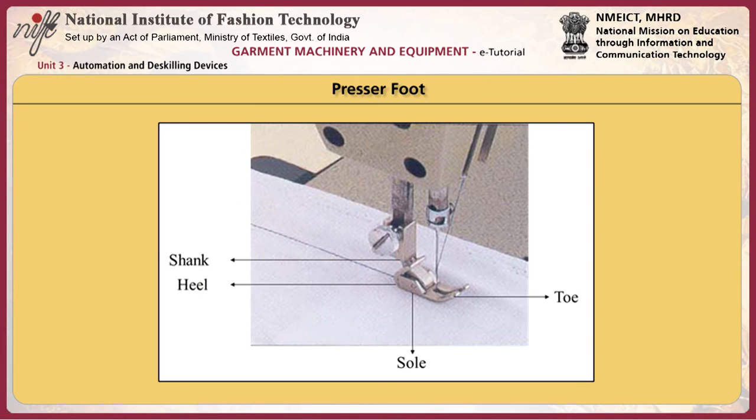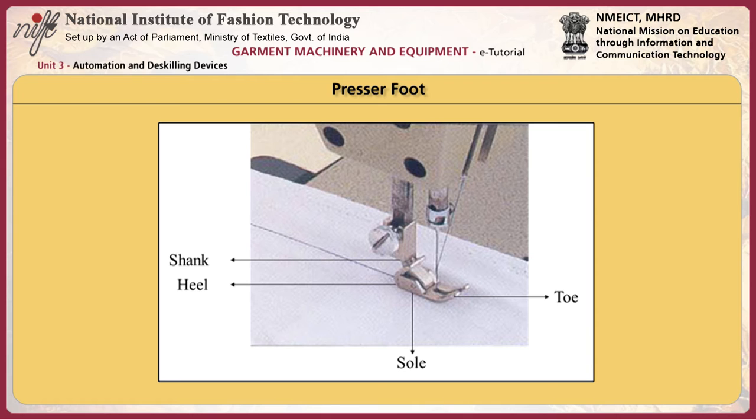The pressure foot is a feed system component. The function of the pressure foot is to exert pressure on the top of the fabric. This prevents the fabric from flagging and ensures it does not get displaced during the sewing cycle.